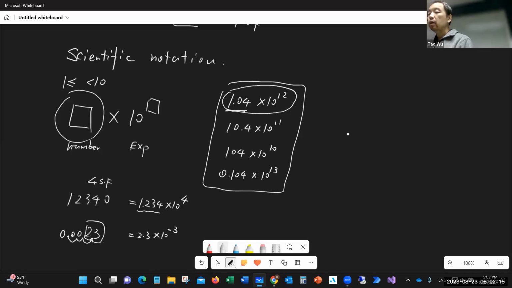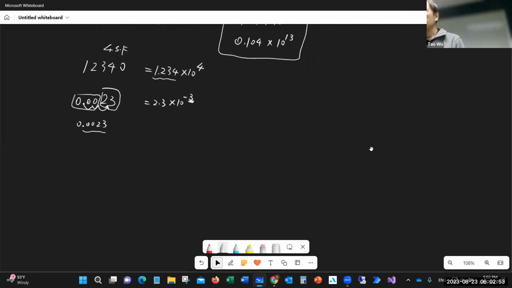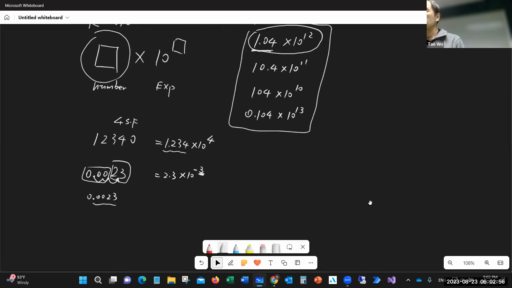Negative 3. A lot of people just write .0023. Well, this is a correct number, but I recommend you fill the 0 in before the decimal. In this case, it is easier for me to write the number. For example, to write the scientific notation, I just need to count how many zeros are before that, and then I can write that number in the exponent. Easy, right? So this is a scientific notation.